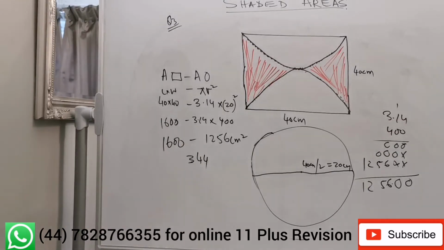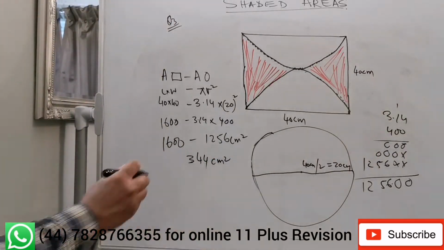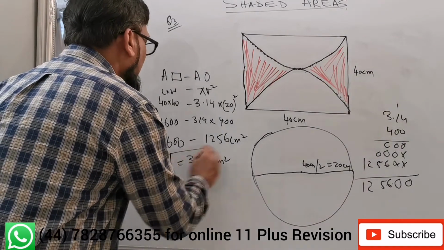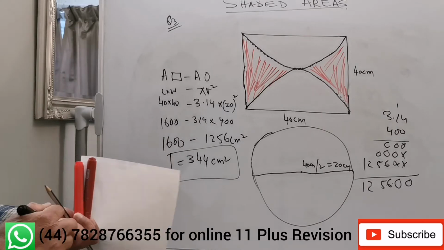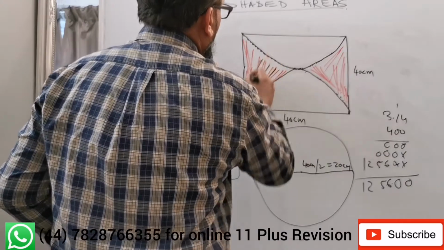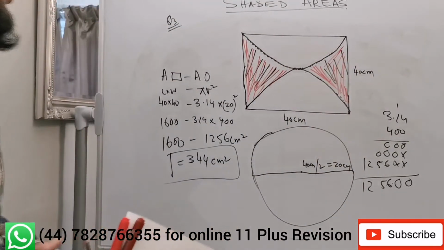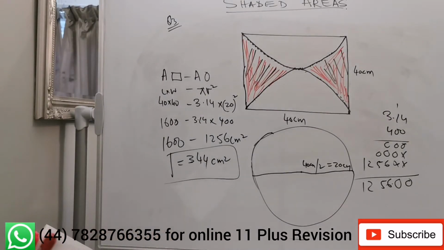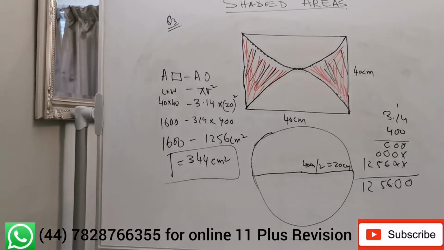344 centimeter square. This is the final answer for unshaded. So this portion, I'm talking about the shaded area for this square, will be 344 centimeter square. Now we move to another exam question.